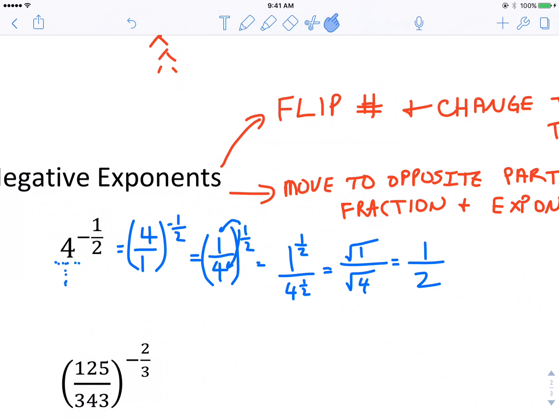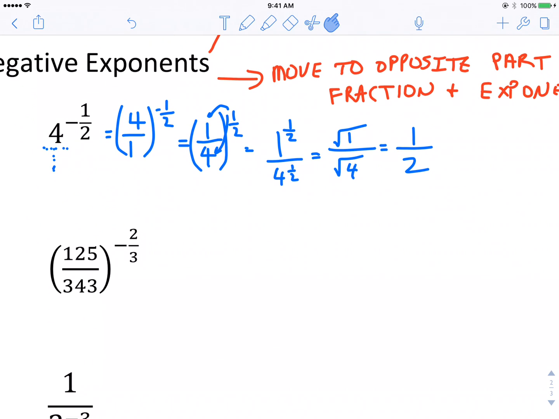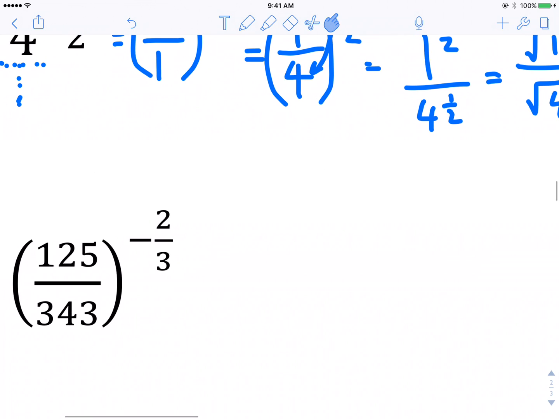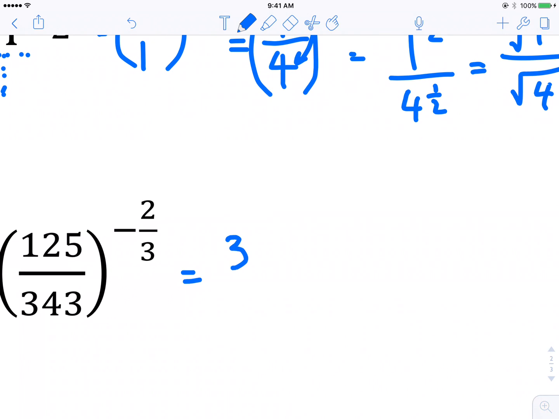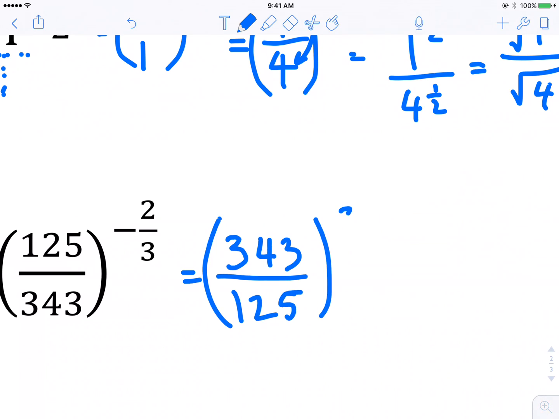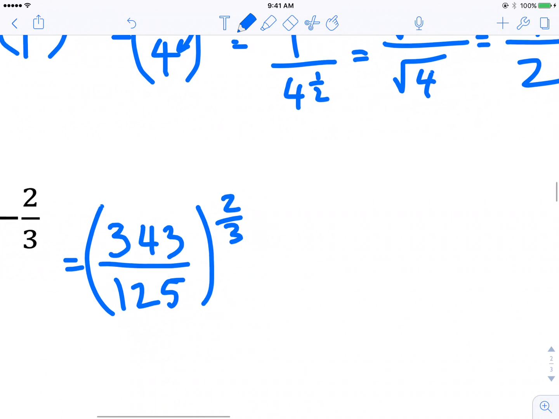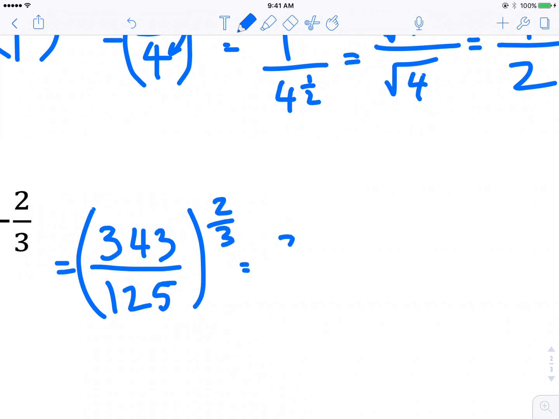Okay. Second example, 125 over 343 to the negative 2 over 3. Well, the negative 2 over 3 tells me that the first step is I need to flip the fraction, which is good because I already have a fraction. I don't have to worry about changing that at all. So I flip that internal fraction. It becomes 343 over 125, all raised to the power of 2/3. And then that 2/3 can be applied to the 343 as well as the 125.